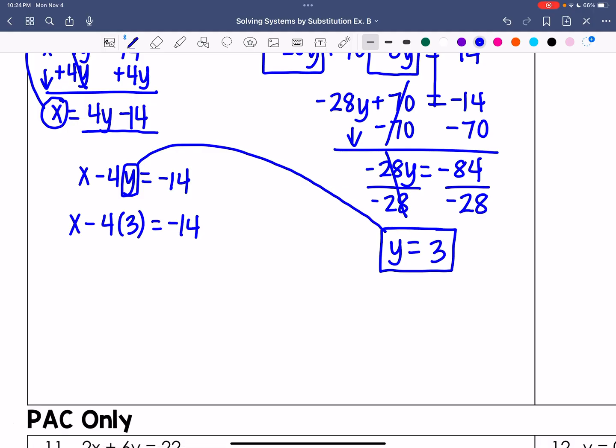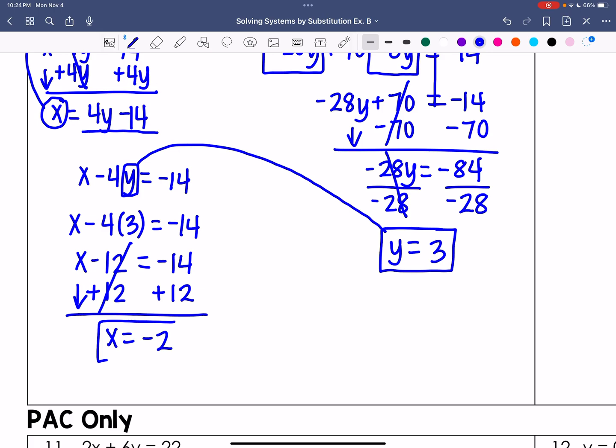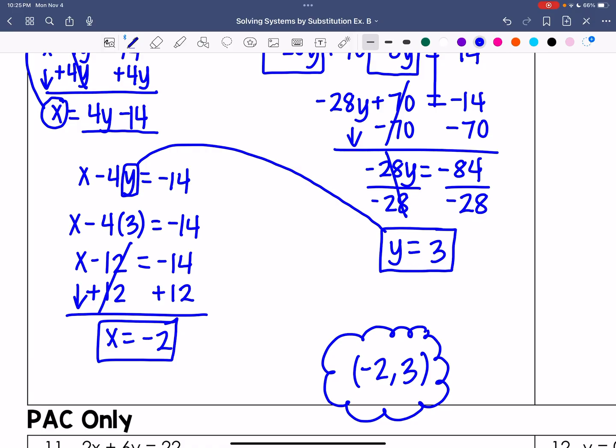Now we want to go ahead and solve for x. So negative 4 times 3 is a negative 12. And this equals negative 14. Next step, plus 12 to both sides. And here I end up with x equals negative 14 plus 12, which is negative 2. So now that I know the value of x and y, I want to write this out as an ordered pair. So as an ordered pair, my answer is negative 2, 3.